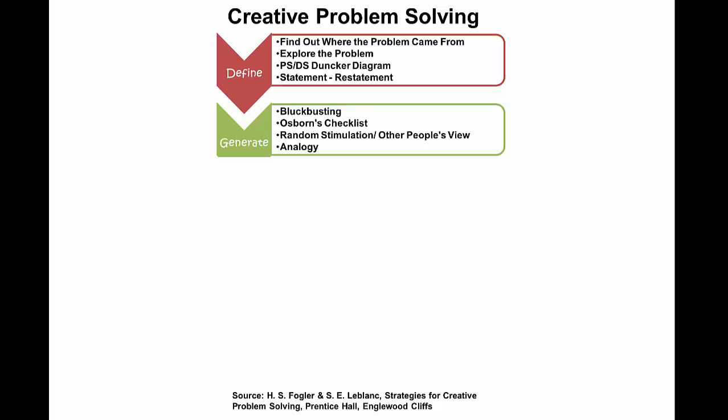that blocks it. And there we can use Goleman's blockbusters, which are attitude adjustment, risk-taking, breaking the rules, internal creative climate, and creative beliefs. Osborne's checklist is a checklist to generate new ideas, and we can use it with these words: adopt, modify, magnify, minify, rearrange, and combine. We can use random stimulation and other people's views to generate new ideas.